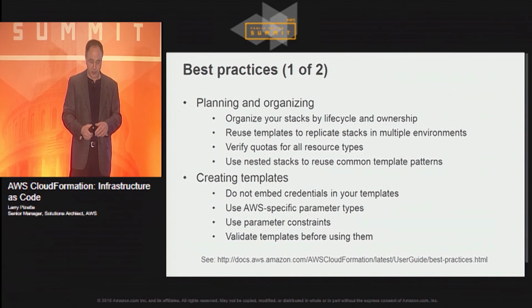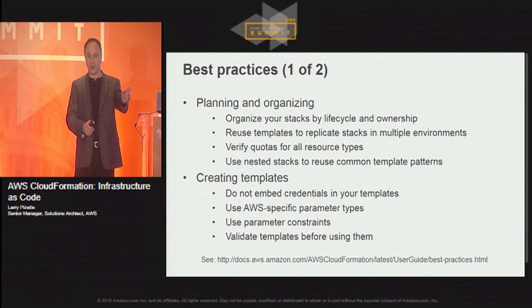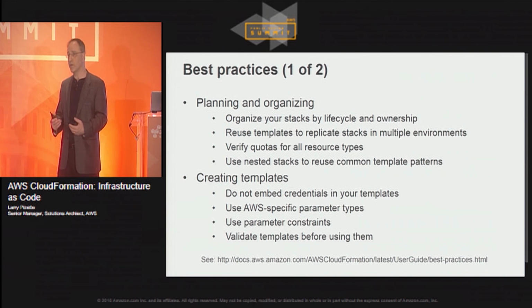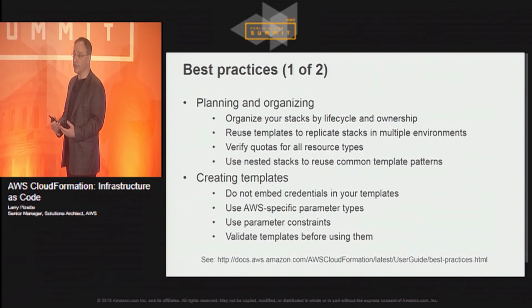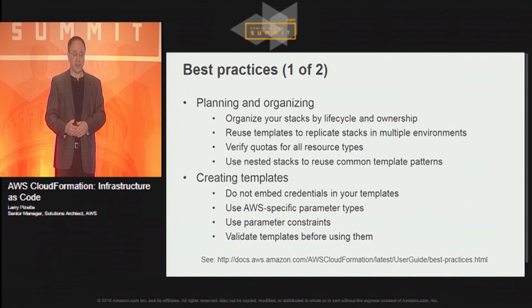Just make them parameters. Verify quotas for all resource types. So if you look at EC2 in the management console, you'll see that there's a link that says limits. Make sure you're looking at that. Frequently, we start out with soft limits for EC2 instances. It's about 20 for starting out.